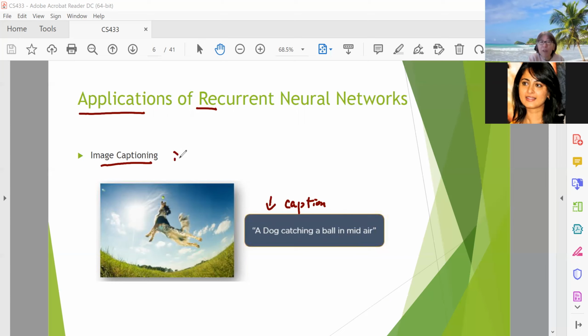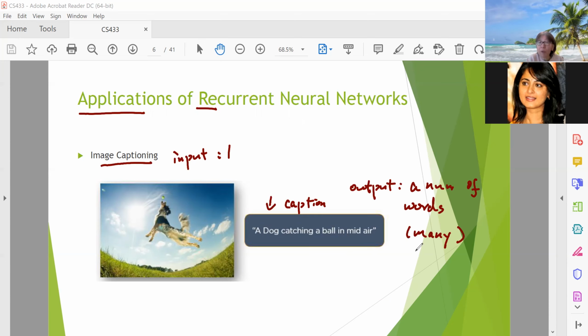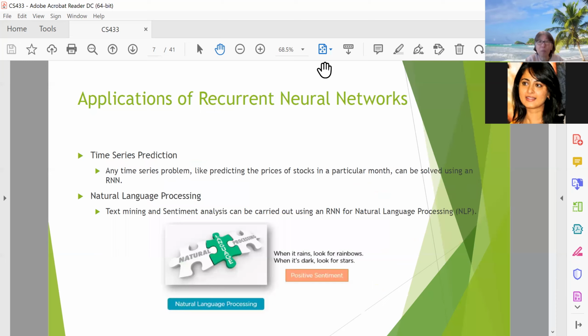In this case, the input is one image, and the output is a number of words. The number of words is many. So the relationship is one to many. This is a one-to-many type of recurrent neural network.